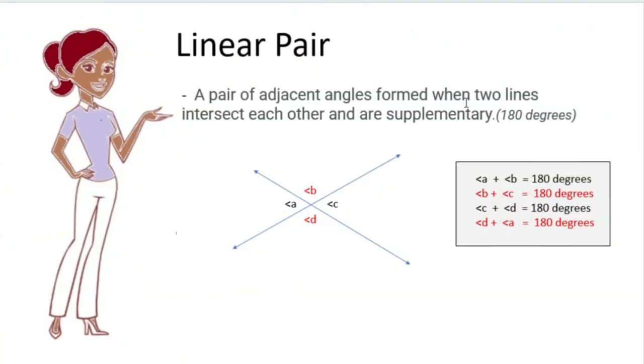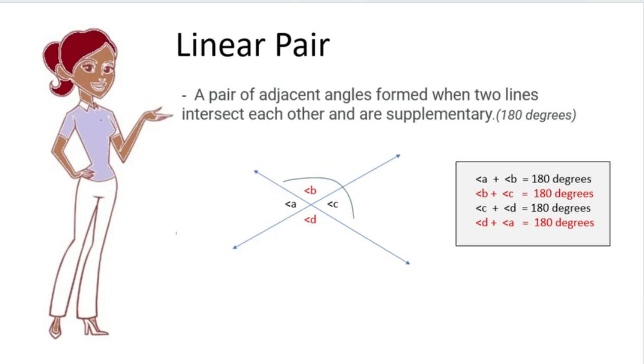So let's move on to linear pair. The definition of linear pair is a pair of adjacent angles formed when two lines intersect each other and are supplementary. So linear means line, and supplementary is 180 degrees. So we know the angle of a straight line is 180 degrees. Also, adjacent means right next to. So we have angles A and B adjacent to each other, and they're equal to 180 degrees.